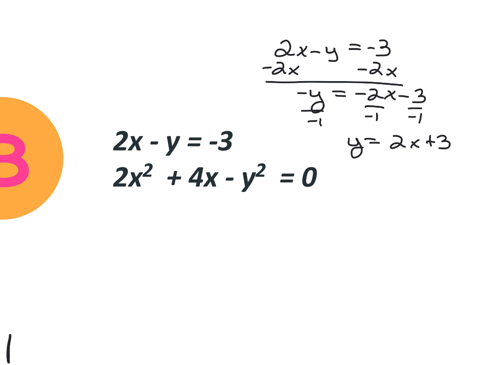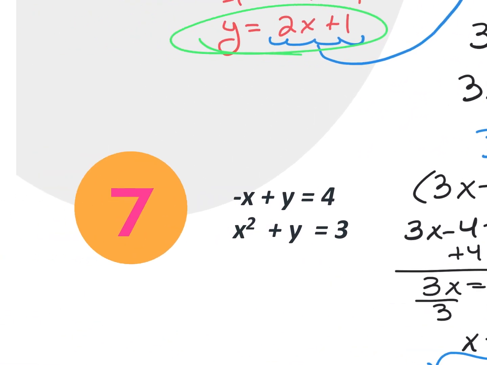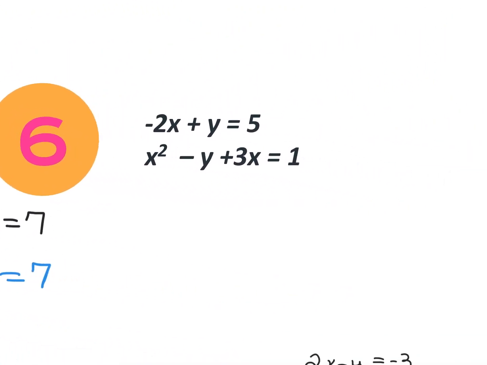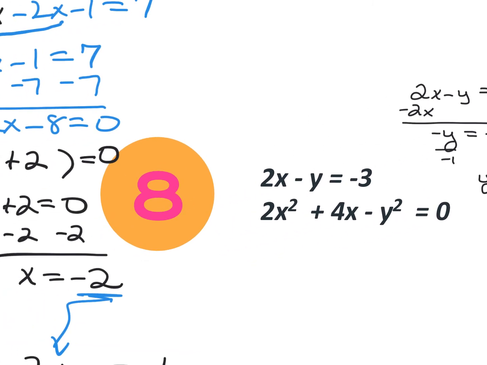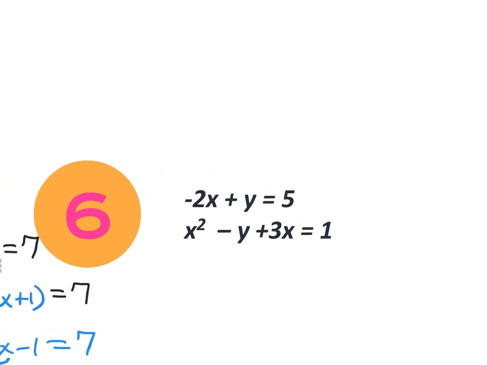Yes? Why did you change the 2x to positive? Where? From this step to this step? Oh wait, no, never mind. On number 6 for me, it's a -2x. Sorry. You know what I did? I jumped. I'm sorry. I'm doing the wrong problem. I am starting to do number 8. Let me come back up here. Thank you. All right, so number 6, I'm still rearranging the linear.